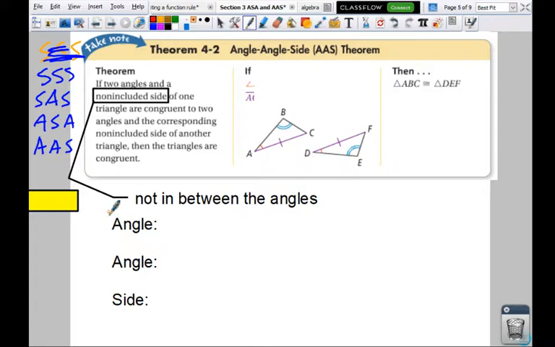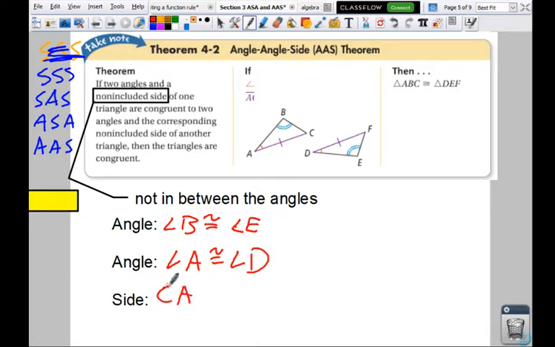So if I'm looking at these two triangles here in the middle, and I'm doing angle, angle, side, I would say angle B is congruent to angle E, because they are given. I'm not doing a two-column proof though. I'm just kind of showing the angle, angle, and side. I'd have angle A is congruent to angle D. And then my last one, my side: side CA is congruent to side FD.